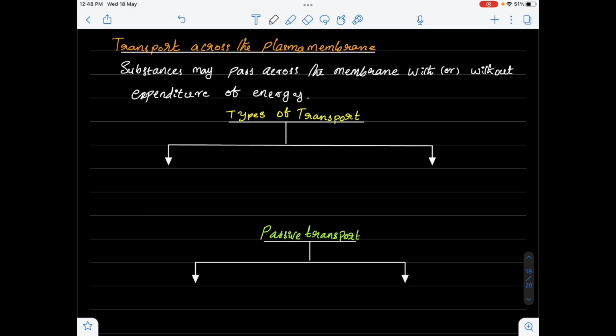Hello everyone, in this video we will discuss transport of substances across the plasma membrane from the region of its higher concentration to lower concentration and from the lower concentration to higher concentration, with or without expenditure of energy. Based on this, transport is of majorly two types, that is passive transport and active transport.